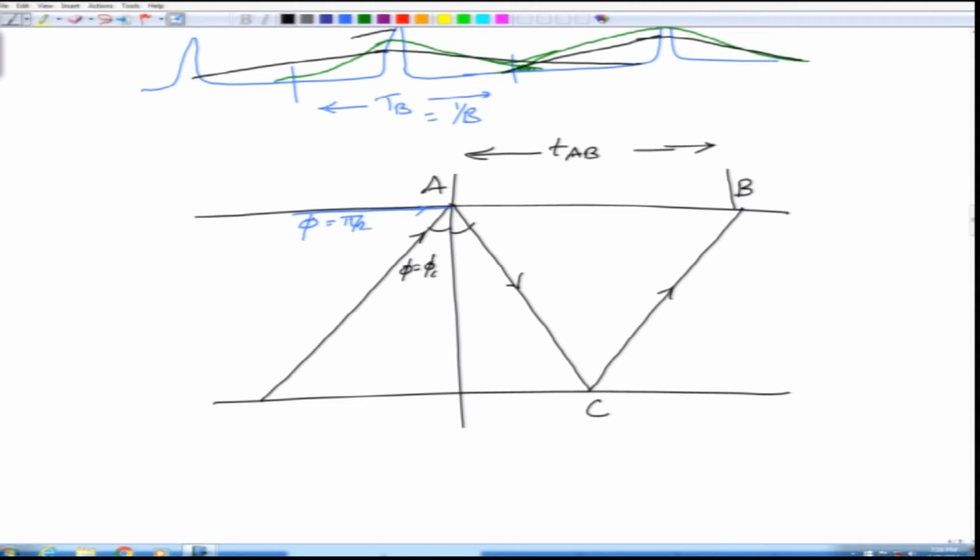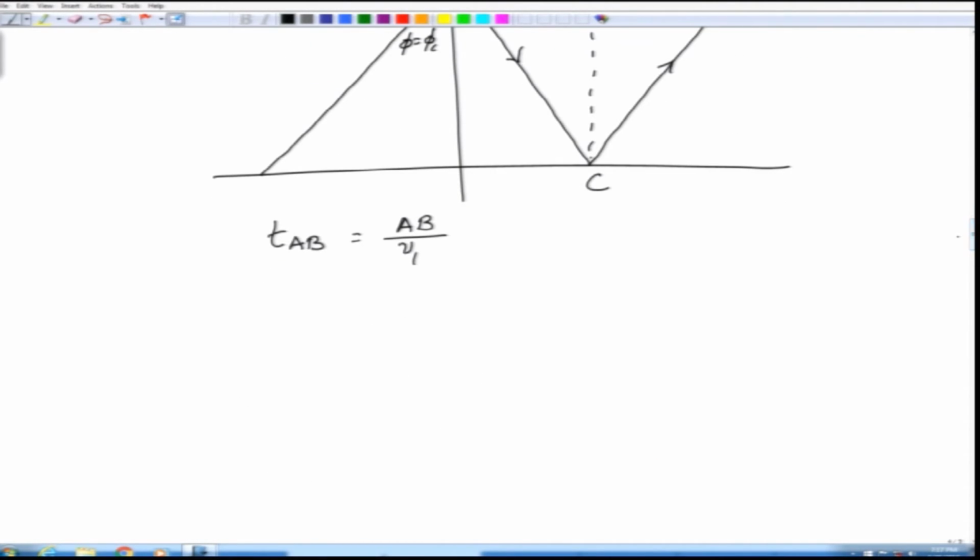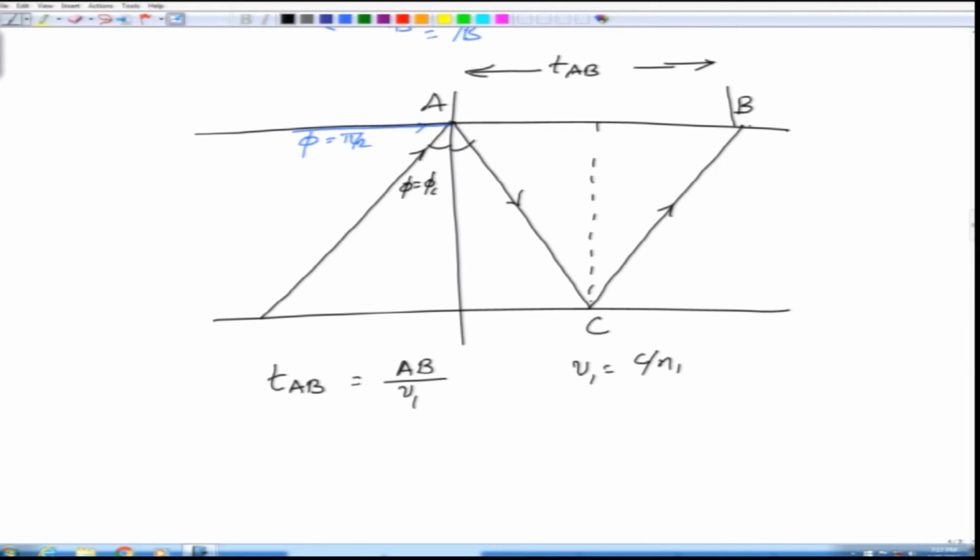Okay. So, because of the symmetry here, the total time AB can be written as the time taken by the ray to travel from A to C and C to B, right. So, this would be the total time that is taken. If you call TAB the time taken from A to B, this would be equal to the distance AB divided by the velocity with which this ray has been traveling. Okay. V1 is given by c by n1. Now, here is a catch. The distance AB is the longitudinal distance. It is not the transverse distance that you have to consider.